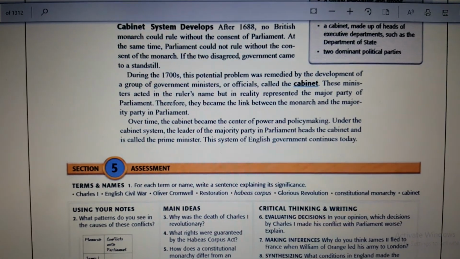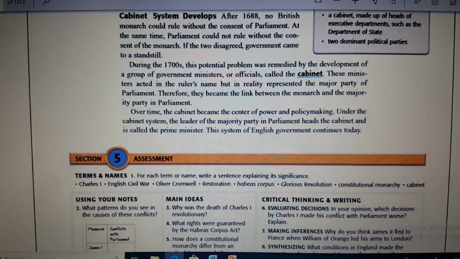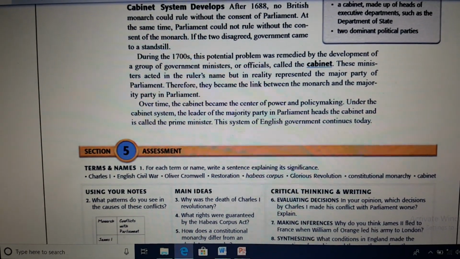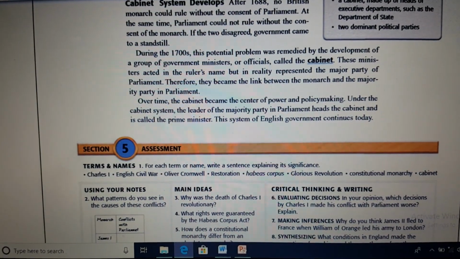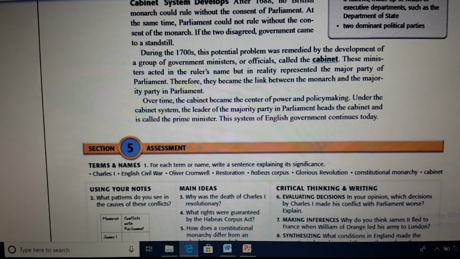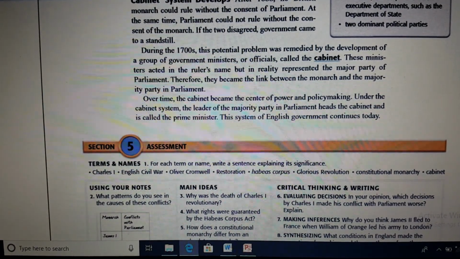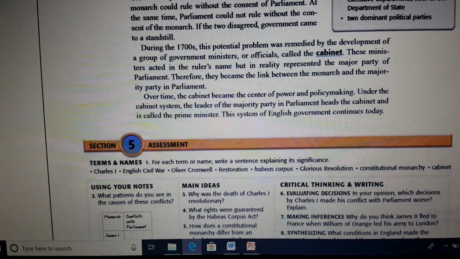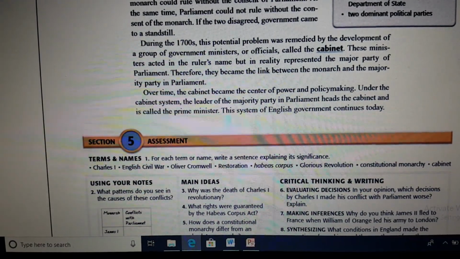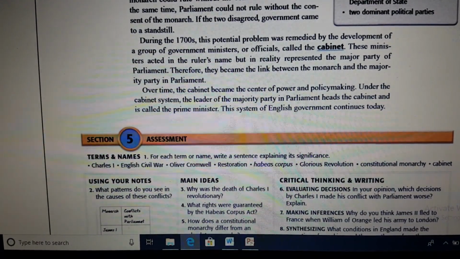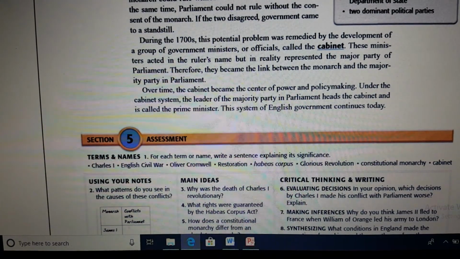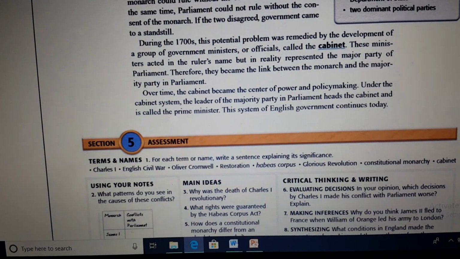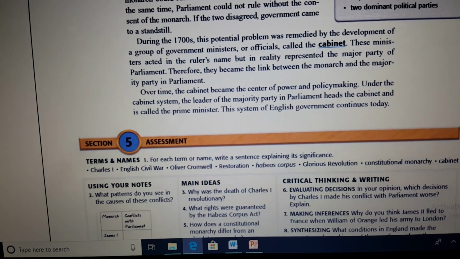During the 1700s, this political problem was remedied by the development of a group of government ministers or officials called the cabinet. These ministers acted in the ruler's name, but in reality represented the majority party of Parliament. Therefore, they became the link between the monarch and the majority party in Parliament. Over time, the cabinet became the center of power and policy making. Under the cabinet system, the leader of the majority party in Parliament heads the cabinet and is called the prime minister. This system of English government continues today.